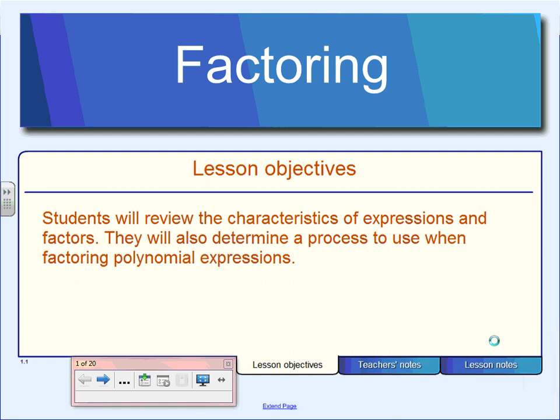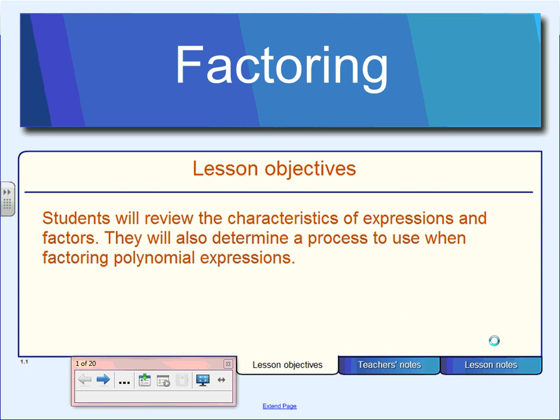All right, factoring is the one that we're looking at today. It says students are going to review the characteristics of expressions and factors. They will also determine a process to use when they are factoring their polynomials. That's what you guys are going to be doing for me today. What process do we use?